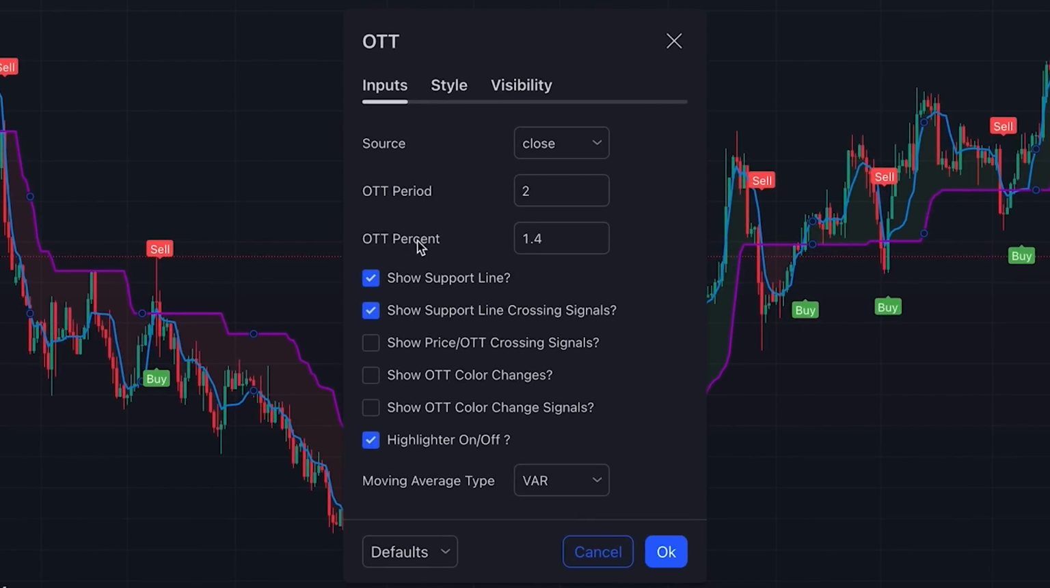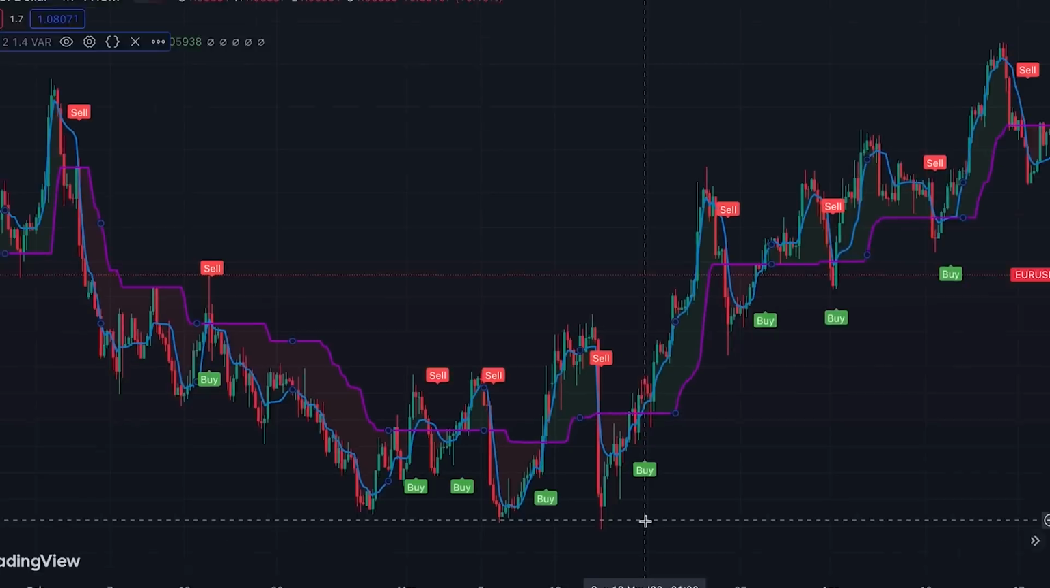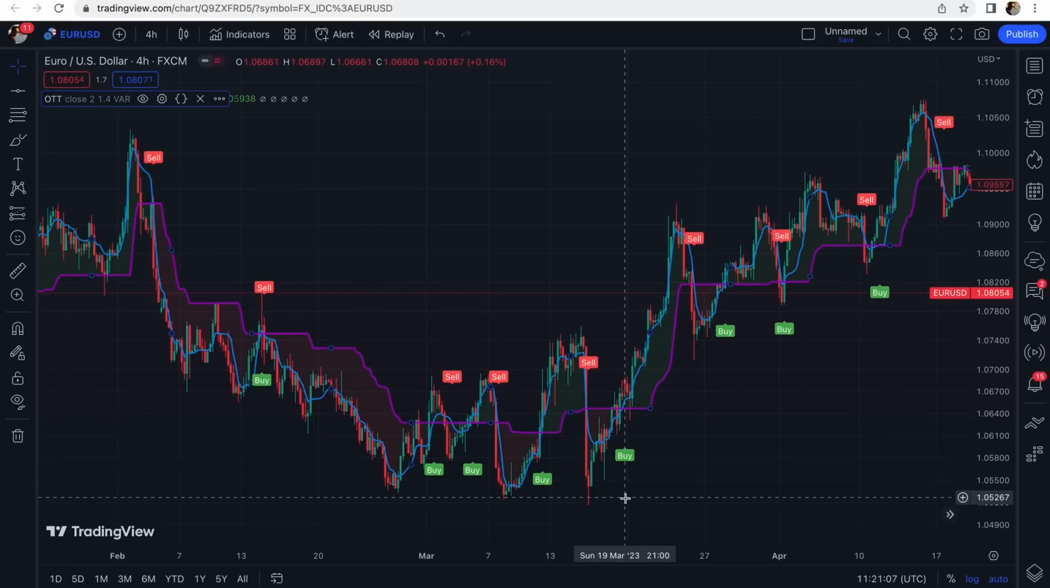There is also another parameter for the settings of the OTT line, which is OTT percent. OTT percent is an optimization coefficient, and exactly like OTT period, smaller values are better for capturing shorter-term trends and larger values are better for capturing longer-term trends. So depending on your trading strategy, what kinds of trends you're interested in capturing, and also the volatility of the asset you're trading, you must reach optimal settings for OTT by trial and error.